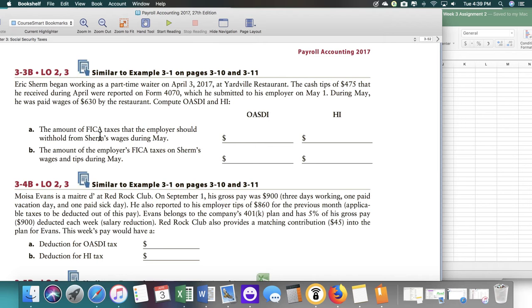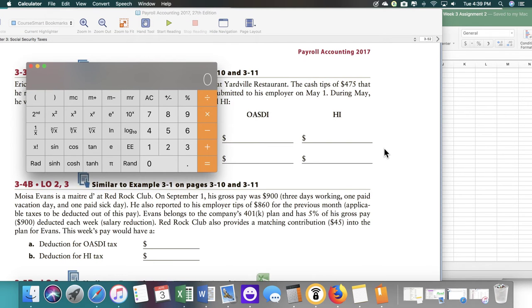So we're given information about Eric Sherm. He's working part-time as a waiter. He has cash tips of $475, and he was paid wages of $630 by the restaurant. And we're asked to complete the OASDI and HI amount.